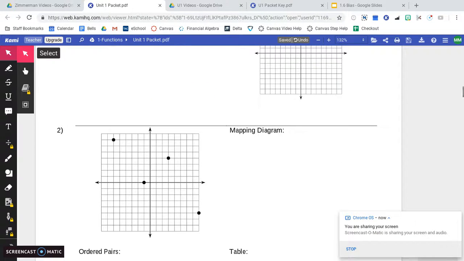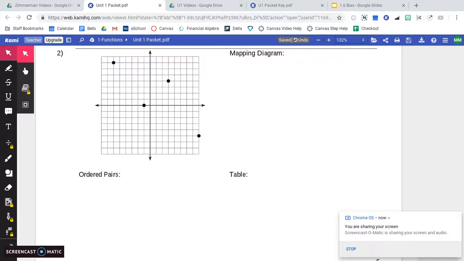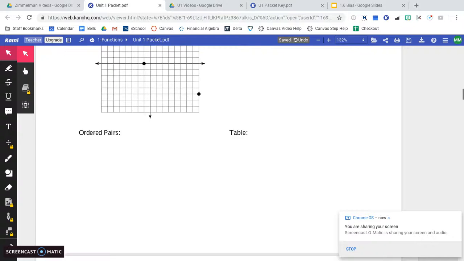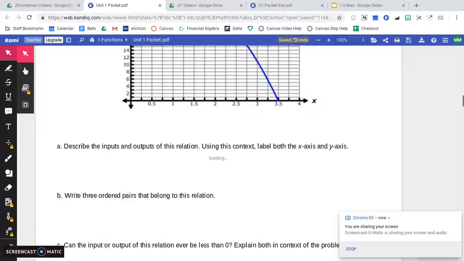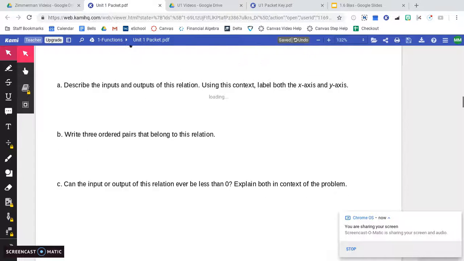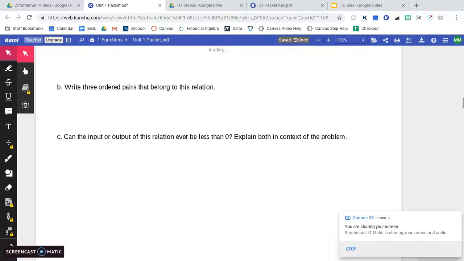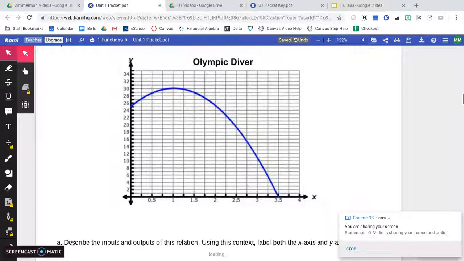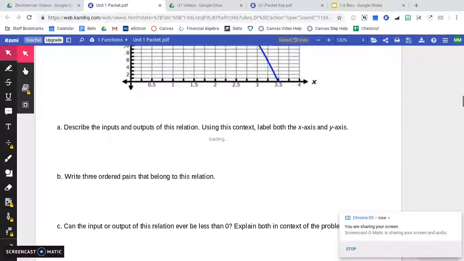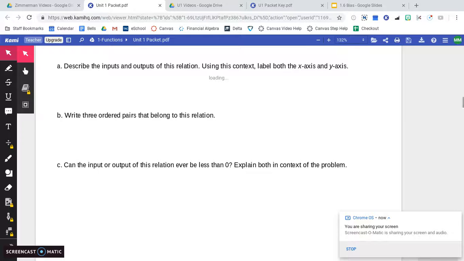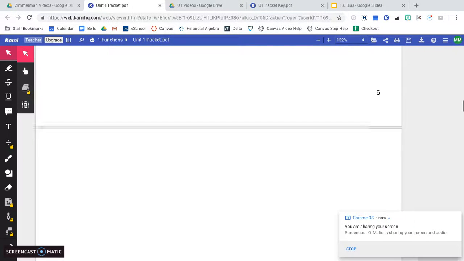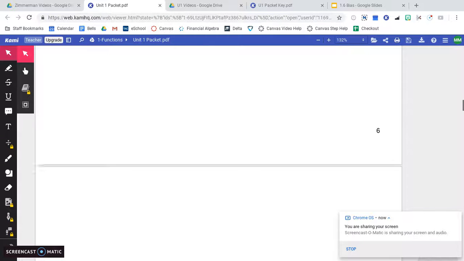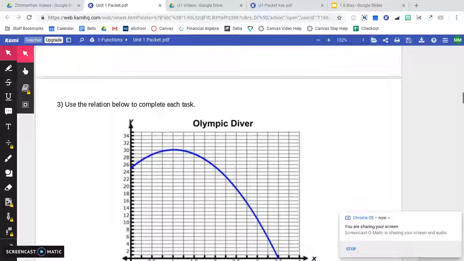For number 2, notice you're given a graph and you're going to create the other types of the relation displays. And when you get to number 3, you've got a graph to work with and you need to answer the questions in terms of context. This is definitely more of a 3.0 level type question. They're going to be mixed in a lot. So please take your time on these and make sure to check the answer key when it's provided on Canvas. And I think that wraps up video 1 for the new unit.